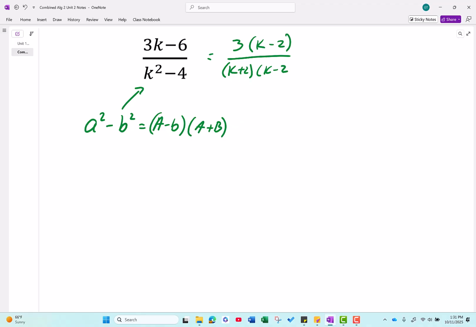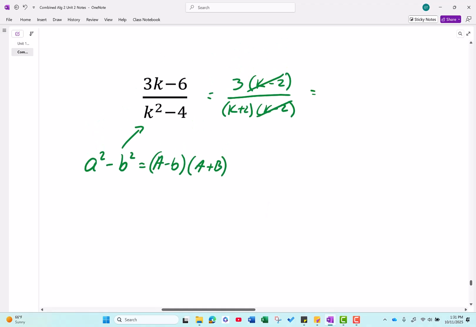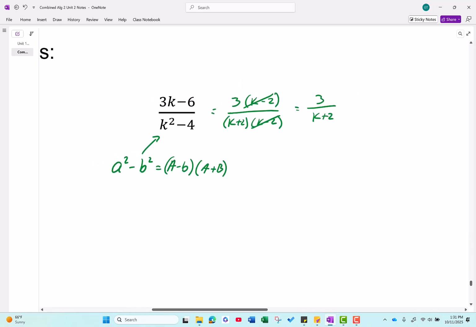All right, so now I have a k minus 2 up top, k minus 2 on bottom. I can cancel each of those out. And my final answer is simply 3 over k plus 2. So we always have to be looking for those special cases and making sure that we are checking for those. It'll help simplify problems.